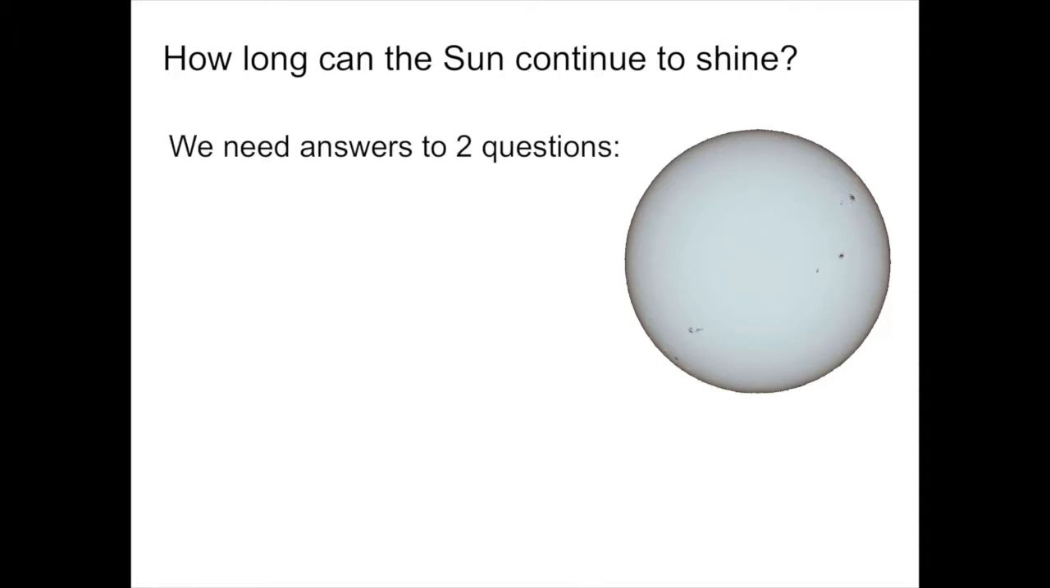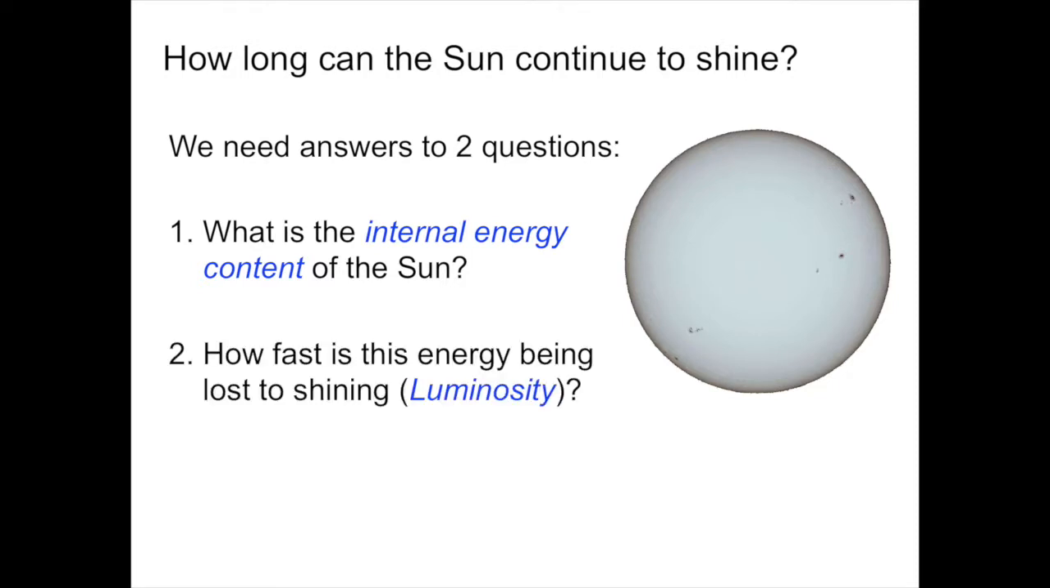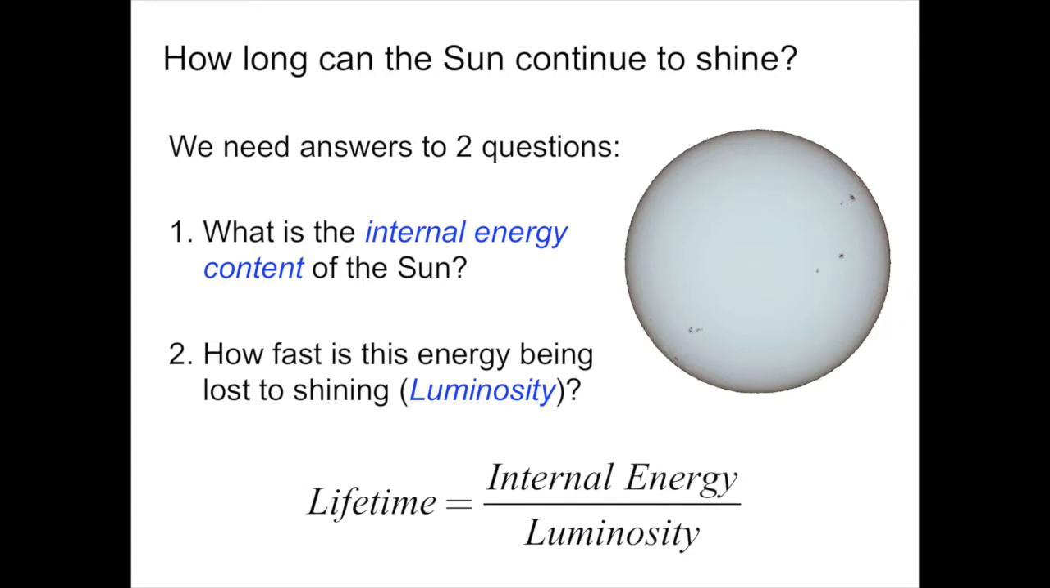To answer this question, we need to have answers to two fundamental questions. The first, what is the internal energy content of the sun? How much energy do we have to work with? How many joules per second can we squeeze out? And the second is how fast is this energy being lost to shining? We already know the answer to that. That's the luminosity. These two are related together to form the formula that the lifetime of the sun is the internal energy divided by the luminosity. In other words, how much energy have you got divided by how fast are you getting rid of it?